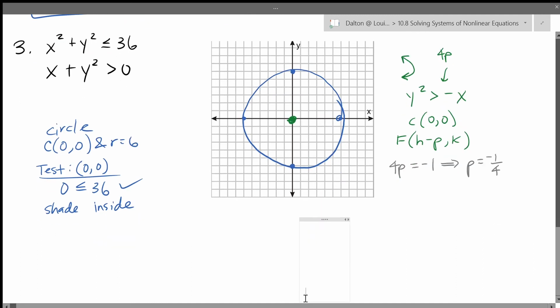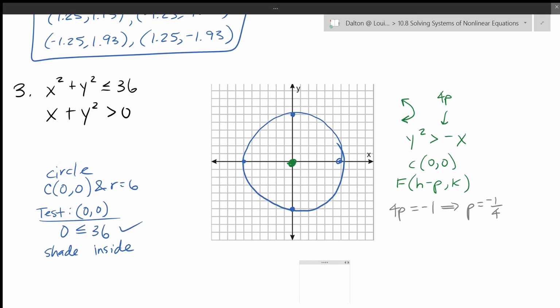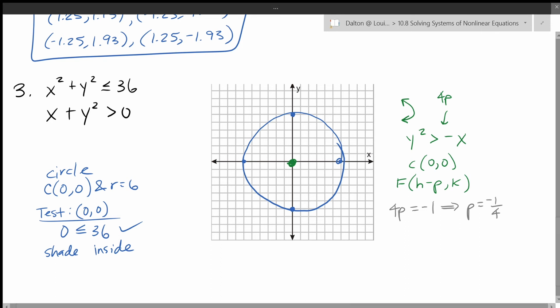So if p is negative 1/4, then that means my focus is 0 minus, well, I'm sorry, it's h plus p. I was thinking ahead because I knew it was going to be a negative number already. It's going to be h plus p. So if it's h plus negative 1/4, then that means the focus is at negative 1/4, comma 0. Now, my graph especially is really, really small, just make the focus as close as you can without getting to 1. Always label your focus with F, or if there are 2 foci, do F1, F2.